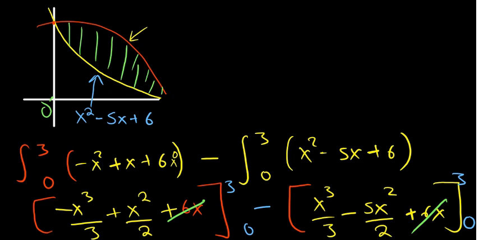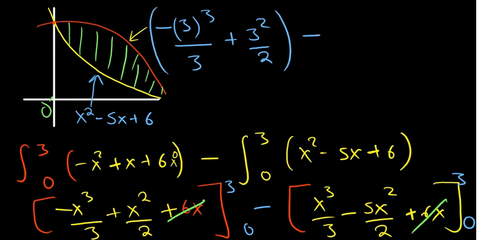So at this point, I feel the concept has been gotten, but we can still simplify. So for the first part, we need to plug in 3 first of all. That is for the left part. So we plug in 3, so we're going to have negative, plug in 3 to the power 3 over 3 plus again 3 to the power 2 over 2. Okay, and then this is for the upper limit minus the lower limit. So the lower limit is 0.